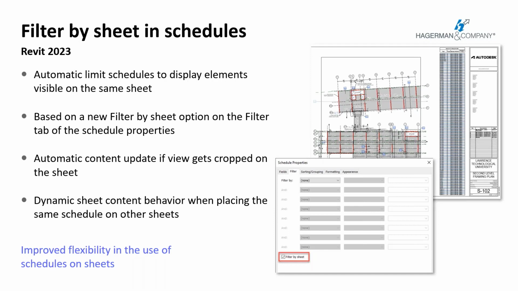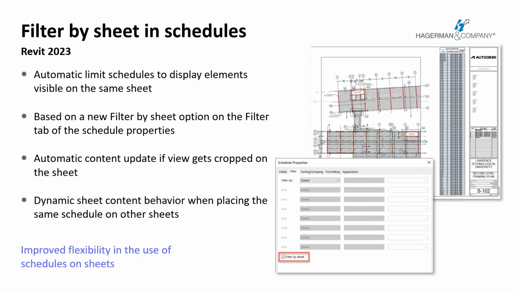So here's the big improvement. Revit 23 adds a new capability to schedules that enables them to detect and display only those project elements relevant to the schedule that exist in other views placed on the same sheet. So you can enable this behavior by selecting the new Filter by Sheet option available in the Filter tab of the schedule properties. So this filters the contents of the schedule to display those elements appearing on the same sheet.